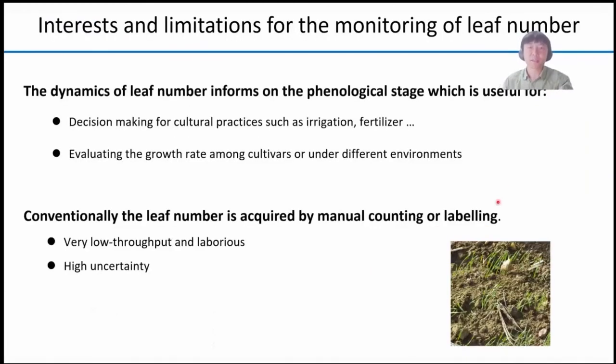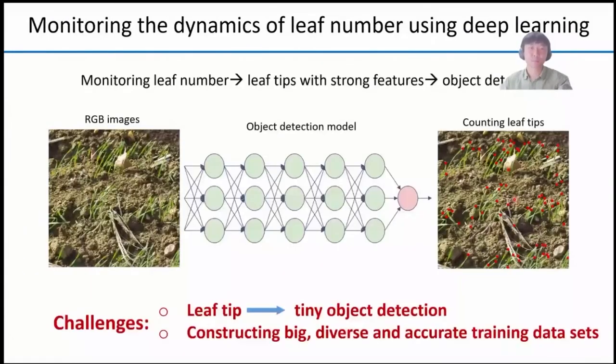The dynamics of leaf number brings critical information on the phenological stage. This would be very useful to guide field cultivation practices. Besides, it could be used to evaluate the growth rate among cultivars or under different environments. However, conventionally, the leaf number is collected by manual counting or labeling in the field. This is very low throughput with very high uncertainty.